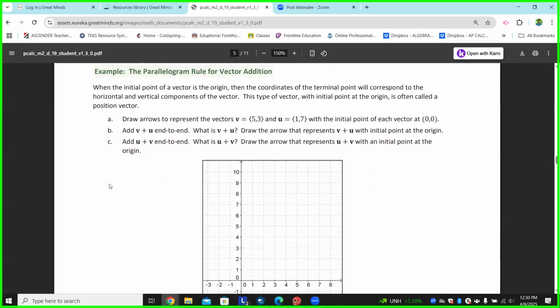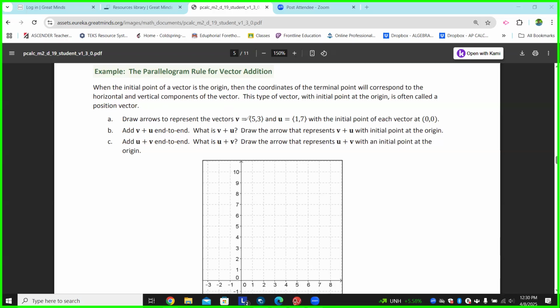So we have what we call the parallelogram rule for vector addition. So we're going to draw it out so you can show that we can actually do a parallelogram. We've done this, I feel like, in the past, but they're just giving it new names. When the initial point of a vector is the origin, then the coordinates of the terminal point will correspond to the horizontal and vertical components of that vector. This type of vector with initial points at the origin is often called a position vector. So let's draw it out first.